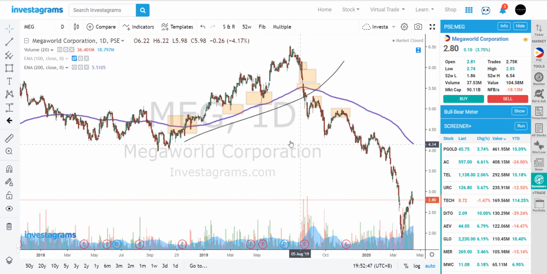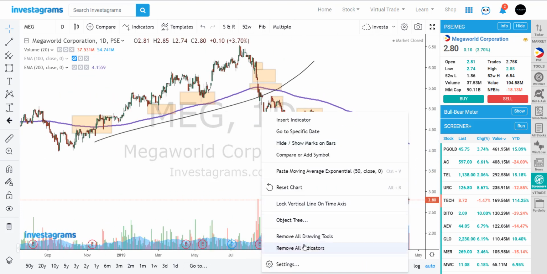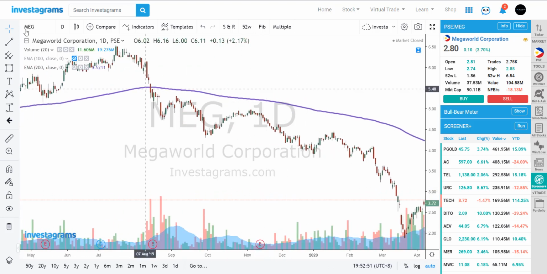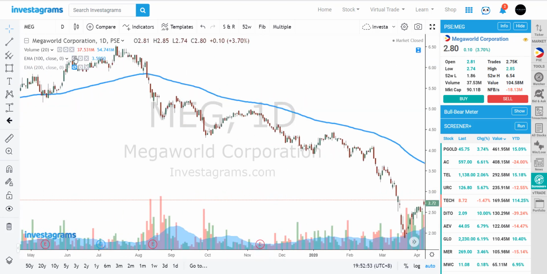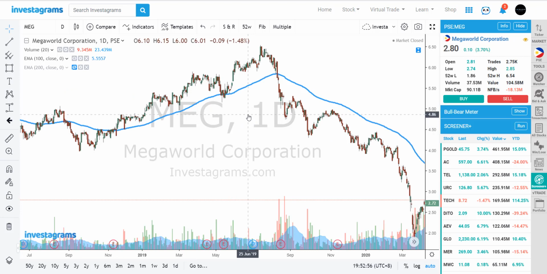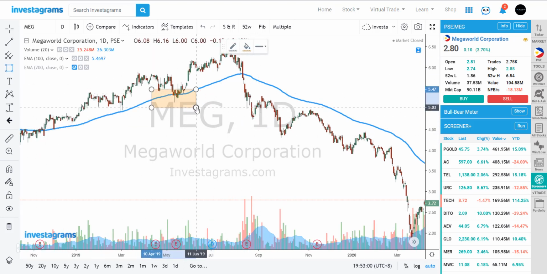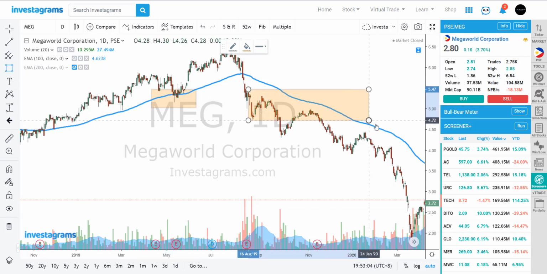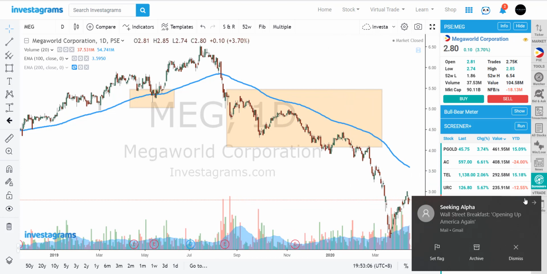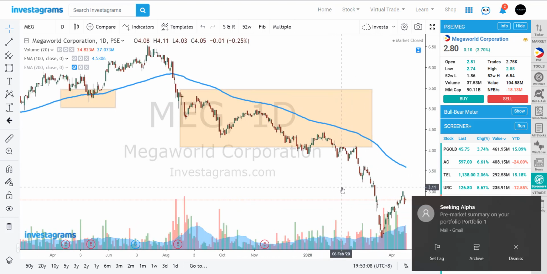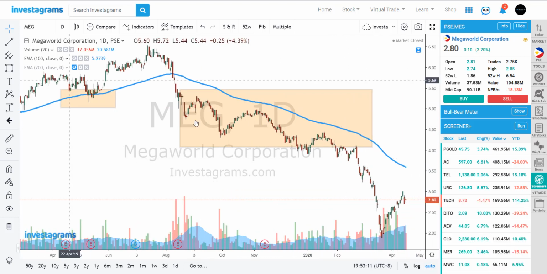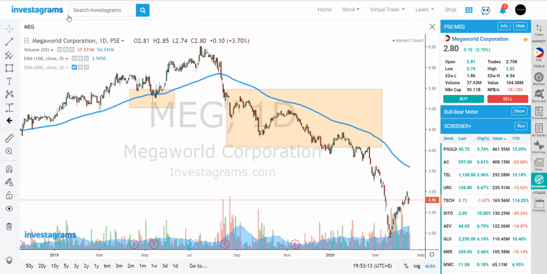Now, oftentimes these major lines can act as a strong resistance or support in the stock. You can see here it held up, and at the same time here the stock wasn't able to sustain above this EMA line. So let's take a look at some more samples.